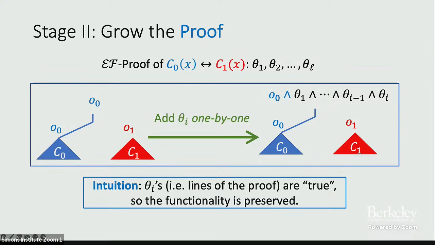And the intuition behind this stage is that each θi is also true because it's aligned in the proof. So for any input, this θi will be evaluated to 1. Then the output of the entire circuit will compute O0 and a series of 1s, which is still O0. So it preserves the functionality of the circuit.